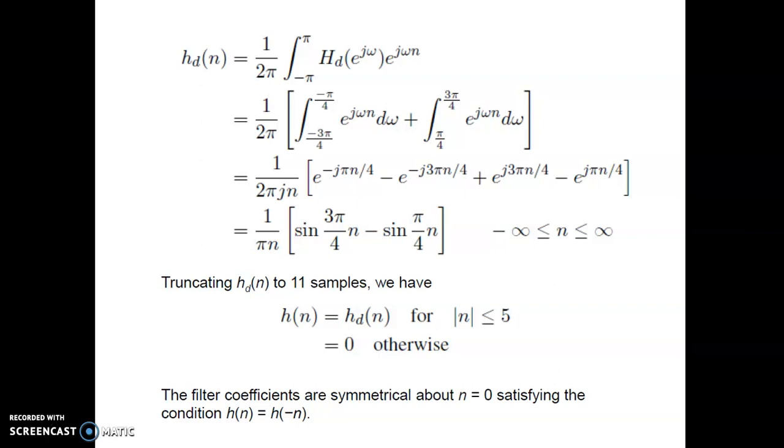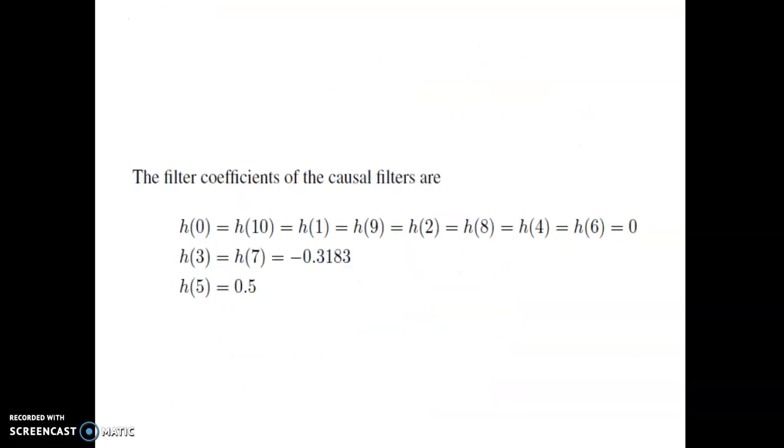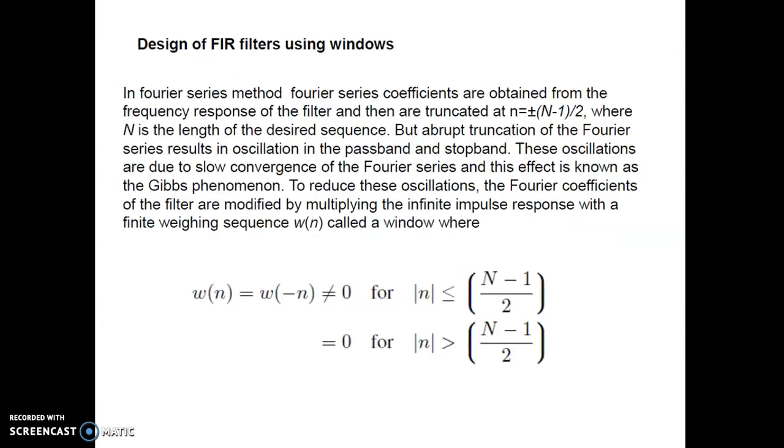So now, this is actually an infinite number of impulse samples. We truncate it to 11 samples, so we get h(n) = hd(n), where |n| ≤ 5. Here again you can obtain h(0), h(1) and h(-1) to be 0, h(2) and h(-2) to be -0.3183, h(3) and h(-3) to be 0, h(4) and h(-4) to be 0, and h(5) and h(-5) to be 0. Thus you have the required filter coefficients.